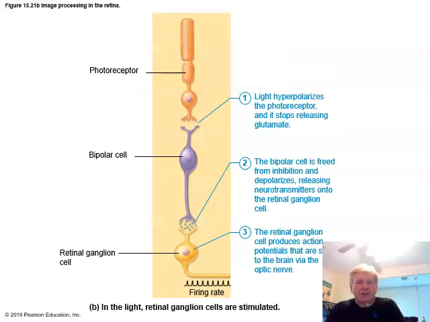On the other hand, light hyperpolarizes the photoreceptor cell and it stops releasing glutamate. The bipolar cell is now freed from inhibition and depolarizes. That releases neurotransmitter onto the retinal ganglion cell. The retinal ganglion cell then produces an action potential that's sent to the brain via the optic nerve.